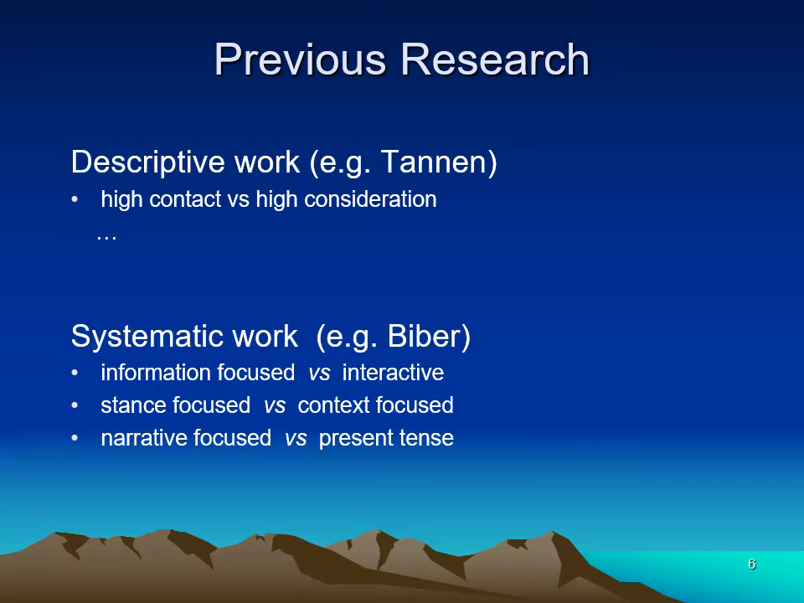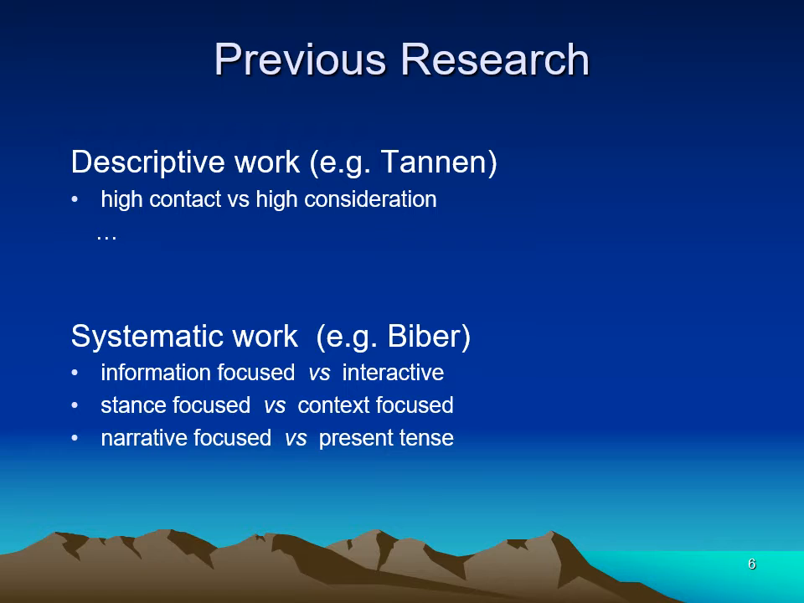Previous research, as I mentioned, there's been a lot of descriptive research. Tannen, for example, distilled down some of her work into a distinction between high contact, like New Yorker style or Greek style, and high consideration, like California style. Doug Biber, who did the first systematic analysis based on data, identified 3 dimensions of style. The first one, information focused, like the conversation you might have at work, focusing on the facts, versus a more interactive, personal style, and a few others.